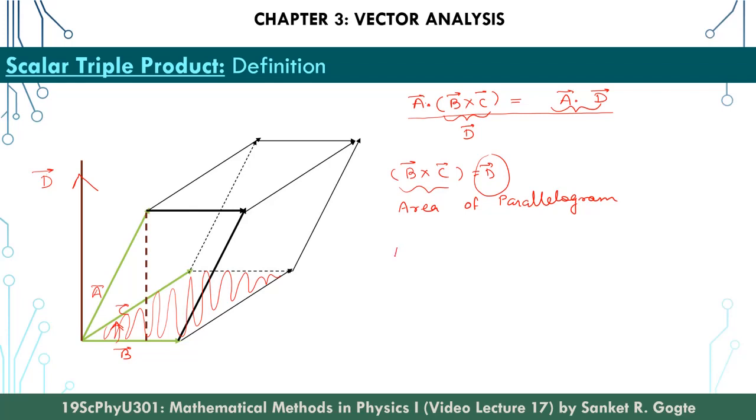Now what we are doing is we are taking the dot product of A with this D, which is going to be equal to mod A mod D into cos theta, where theta is the angle between vector D and vector A. So theta is this angle. Therefore, this now is going to be equal to mod A into cos theta into the magnitude of vector D.